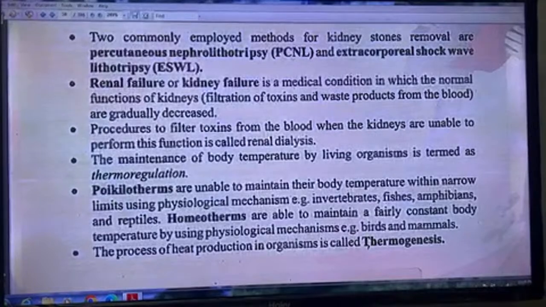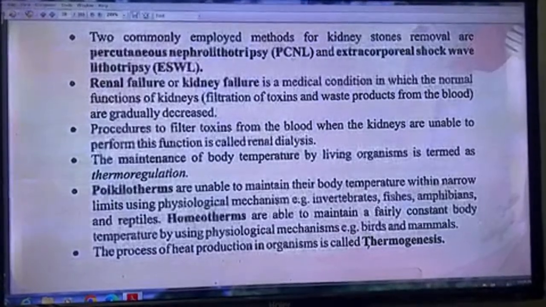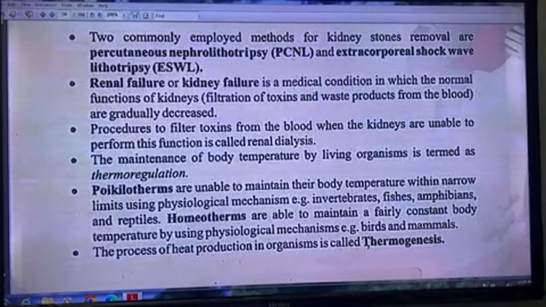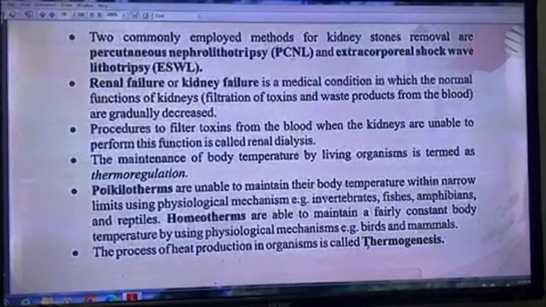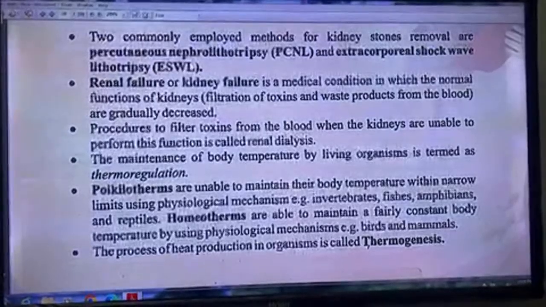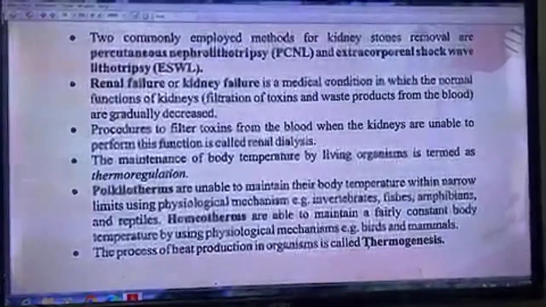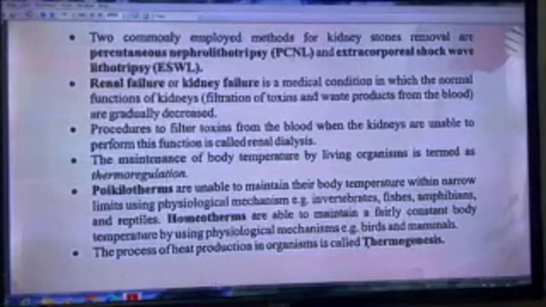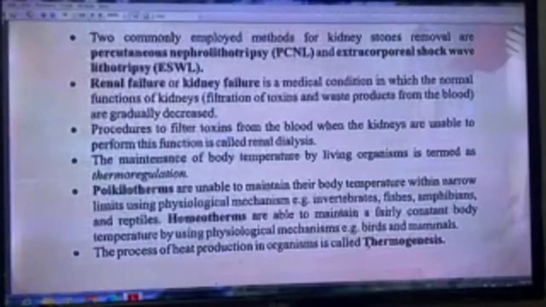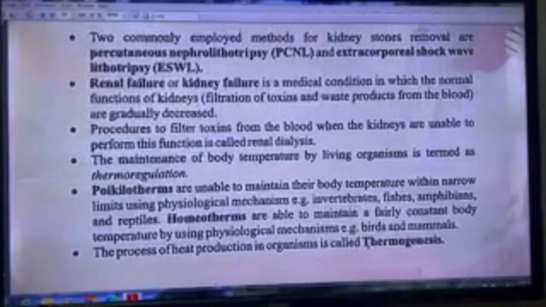The maintenance of body temperature by living organisms is termed thermoregulation. Poikilotherms are unable to maintain their body temperature within narrow limits using physiological mechanisms, for example, invertebrates, fishes, amphibians, and reptiles. Homeotherms are able to maintain a fairly constant body temperature by using physiological mechanisms, birds and mammals. The process of heat production in organisms is called thermogenesis.